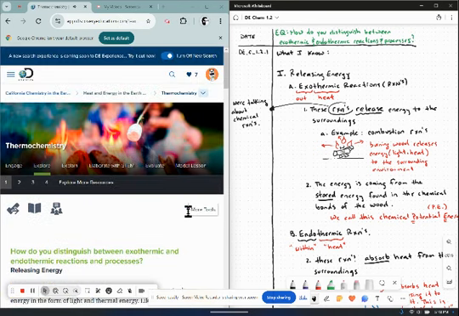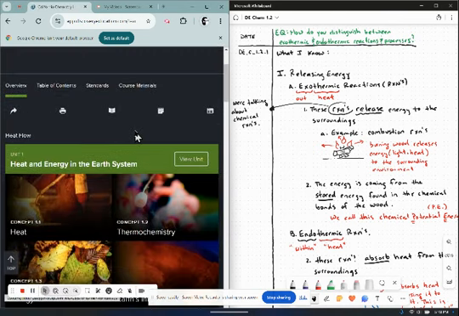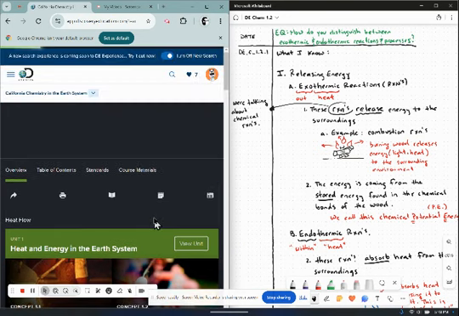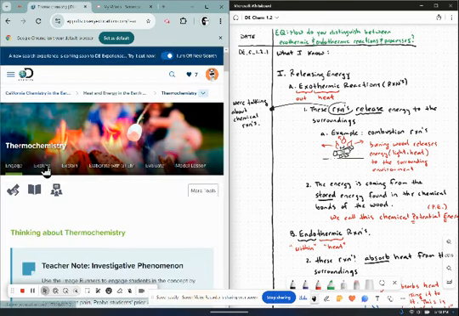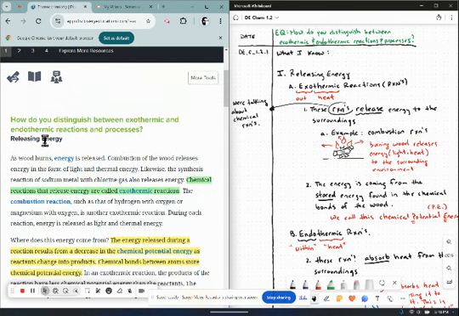Okay, so we're on thermochemistry, and just to make sure we're all on the same page here, we're in Discovery Education, Unit 1, Concept 2. If we go ahead and click on that, we are looking at Explore page number 1 out of 4. The essential question: how do you distinguish between exothermic and endothermic processes?